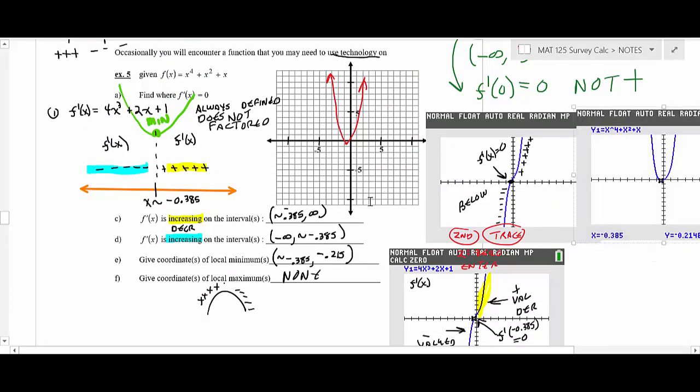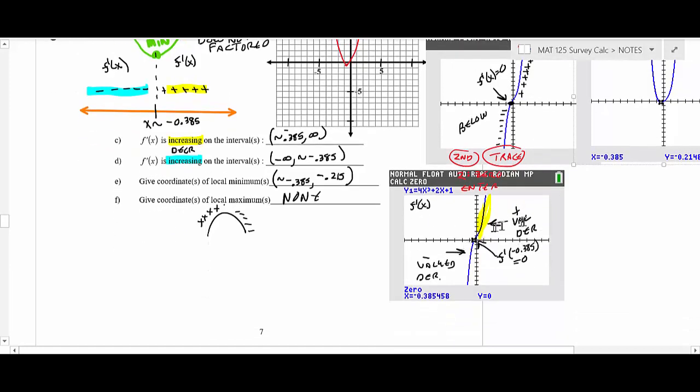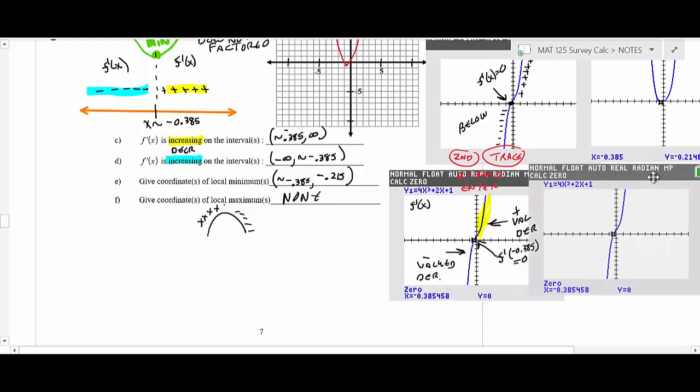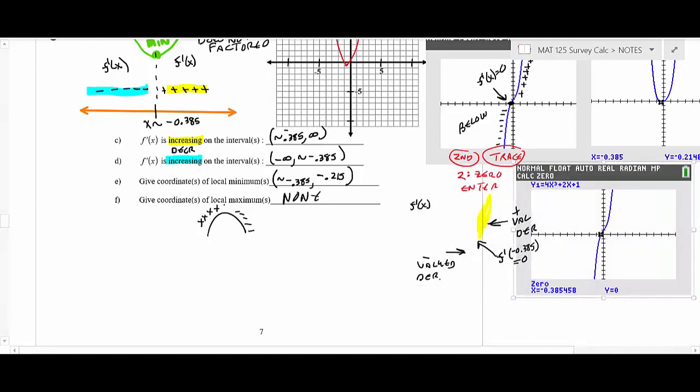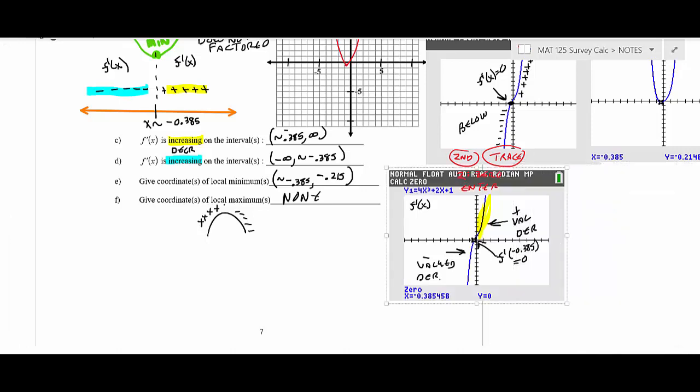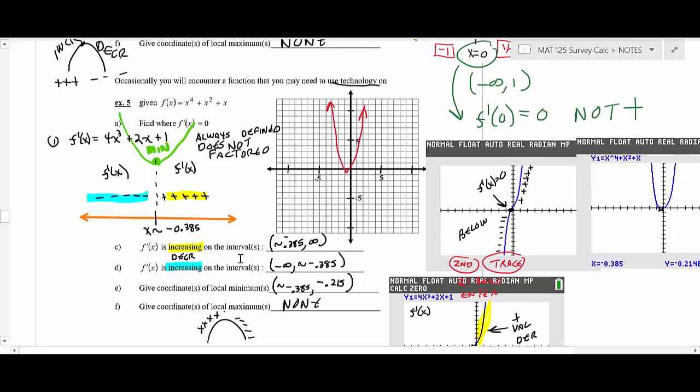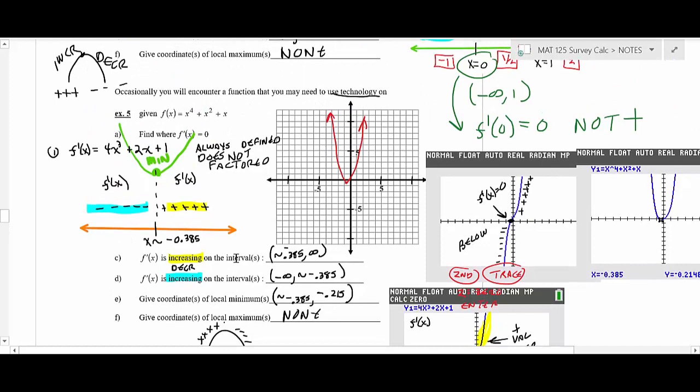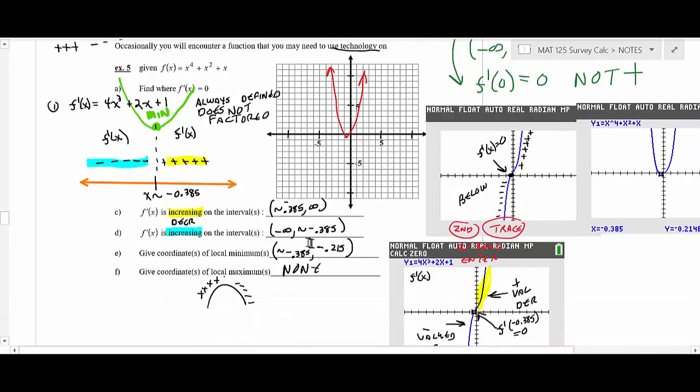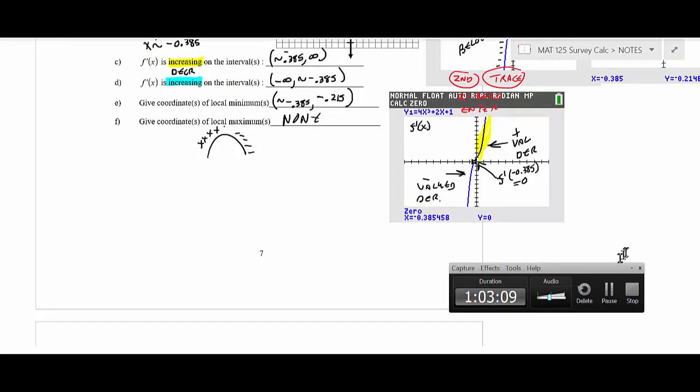So again, if your derivative does not factor, and if you can't figure out a critical point by algebra, then you have to graph the derivative, and we had to use that zero command in order to figure that out. That's what made that a little different on that problem. So that'll give you some of the ideas of how you use a sign chart in calculus to find where a function increases and decreases. That's the idea.